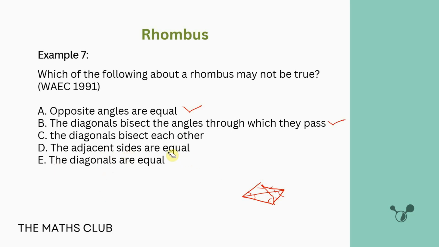The diagonals bisect each other, yes or no? Yes, they bisect each other. The adjacent sides are equal, yes or no? Yes, remember we said all the sides are equal, so that's true.